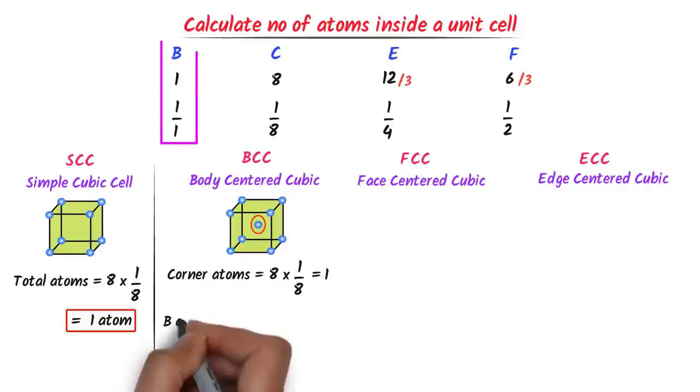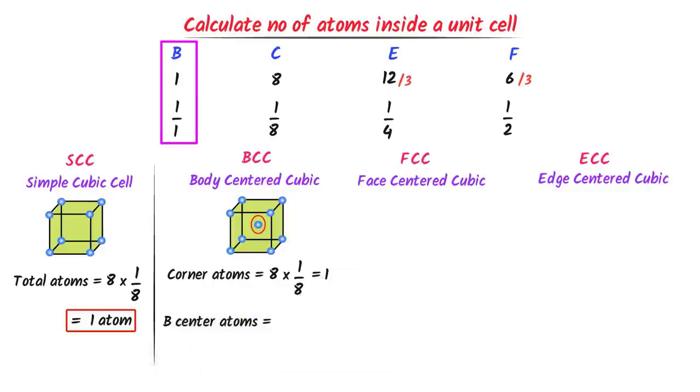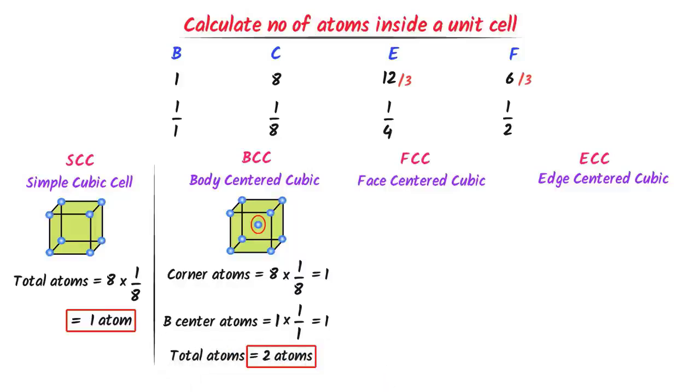Also, number of atoms is equal to, there is only one body center and the contribution of an atom at the body center is 1. 1 into 1 equals 1. Now the total number of atoms is equal to 1 plus 1, which is 2 atoms. Thus overall, we get only 2 atoms in body-centered cubic cell. Thirdly, FCC stands for face-centered cubic cell. For example, its structure is like this.